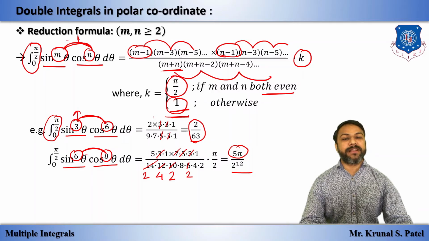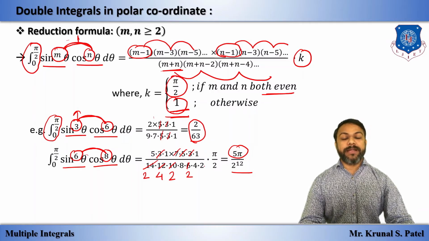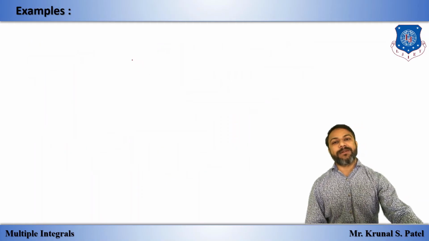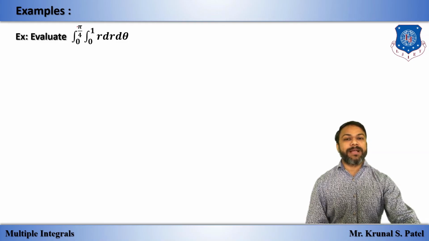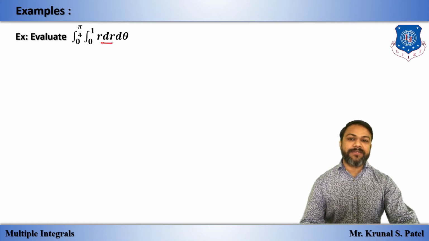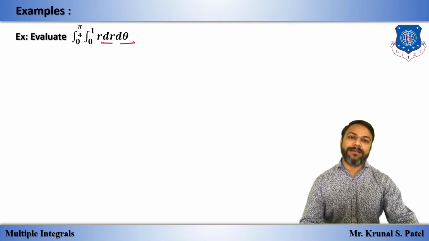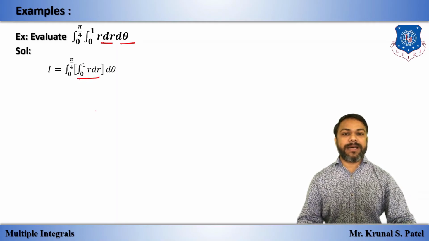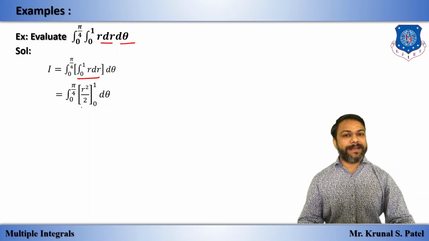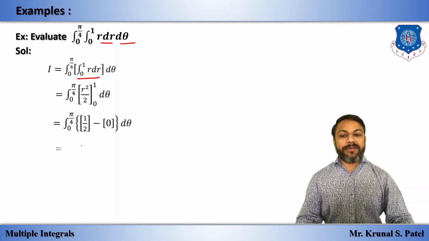We can apply this reduction formula when the limit of integration is 0 to pi by 2. Now we have an example for polar form. Integration 0 to pi by 4 and 0 to 1. In polar form, we always integrate with respect to r first and then theta. So let's start with the integration. Integration of r is r square by 2, upper limit minus lower limit. R square, that means 1 square, 1 by 2, and 0 will be 0. So the answer is 1 by 2.